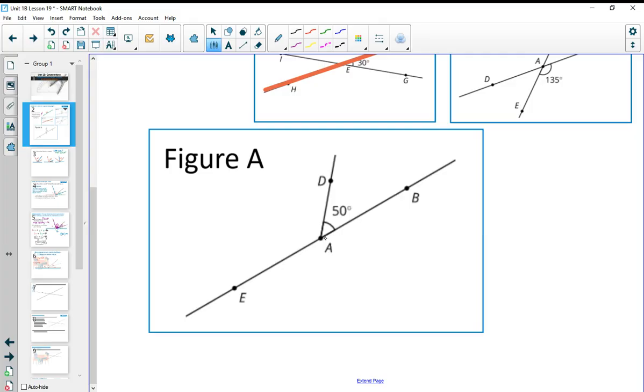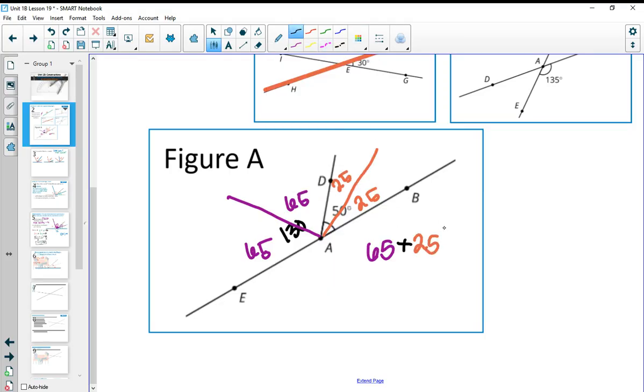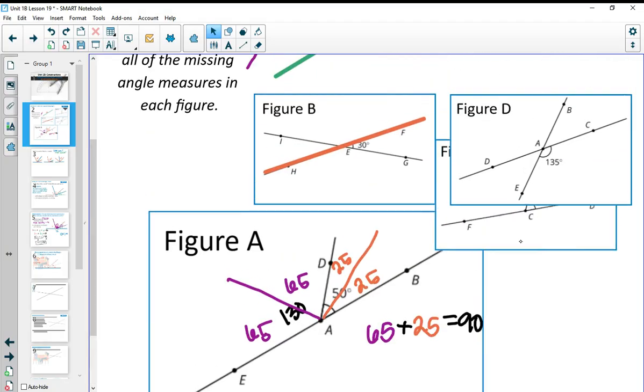So if I cut this in half with an angle bisector, then we know that each of these angles is 25 because that's half of 50. Remember that we figured out that this one was 130. So if I cut this angle in half, each of these pieces is going to be 65. And when I do 65 plus 25, that equals 90. And that's just one specific case to help you see that it truly does happen. It truly does give you a 90-degree angle.